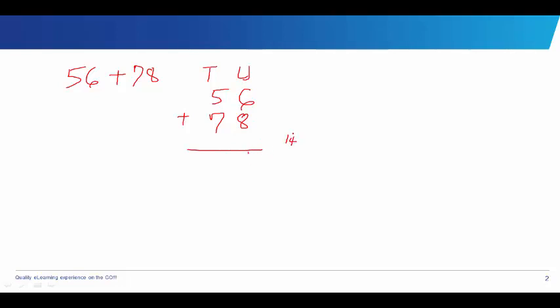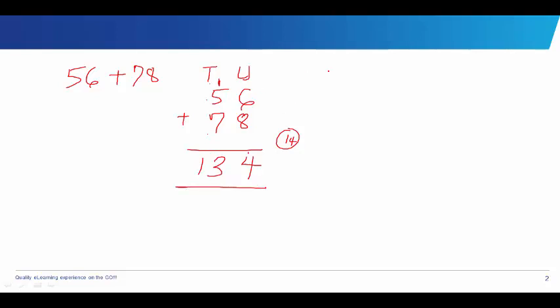So let's have here 56 plus 78. So put our tens and units. 56 plus 78. Now watch very well. 6 plus 8 will give us 14. So 14, what we'll do is we'll write 4 and take the 1, put 1 here. So now the 1 plus 5 plus 7, that will give us 13. So our answer is 134.